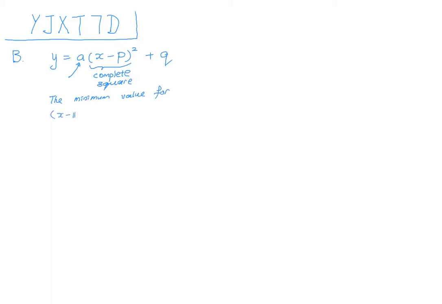(x minus p) squared is greater than or equal to 0. Agree or not? The minimum value for this expression, (x minus p) squared, is 0 for any value of x, if x is a member of the real numbers. Agree or not? Do you agree with me?